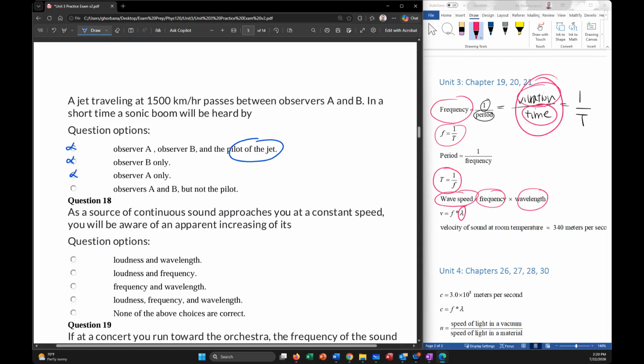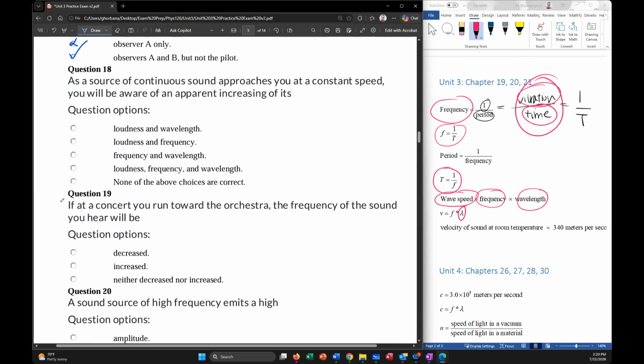What is the right answer? It's going to be just observer A and B. Definitely they will hear a sonic boom, but the pilot, who is inside the airplane and moving with the airplane, is not going to hear the sonic boom.